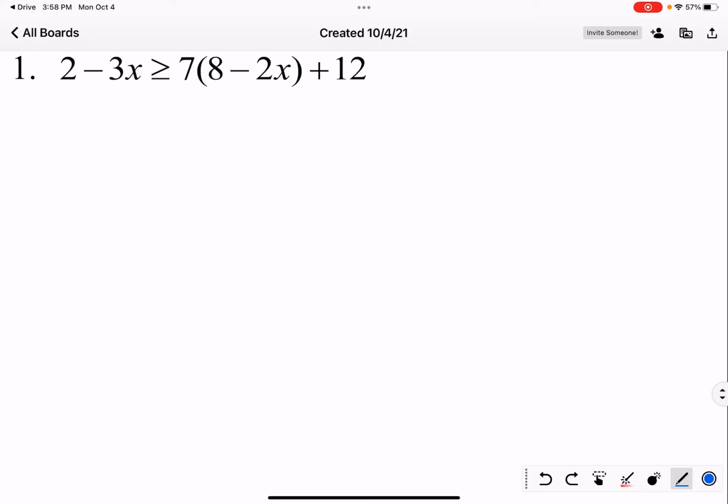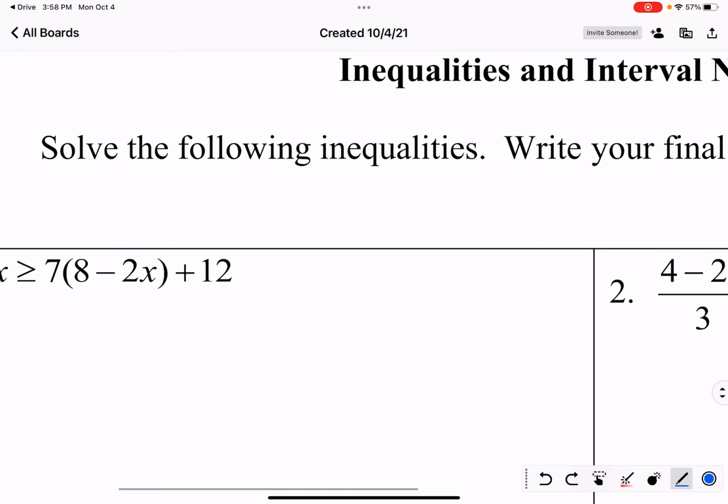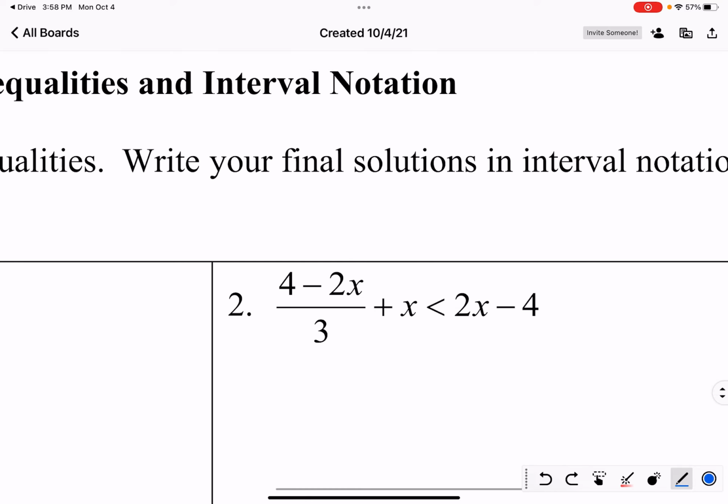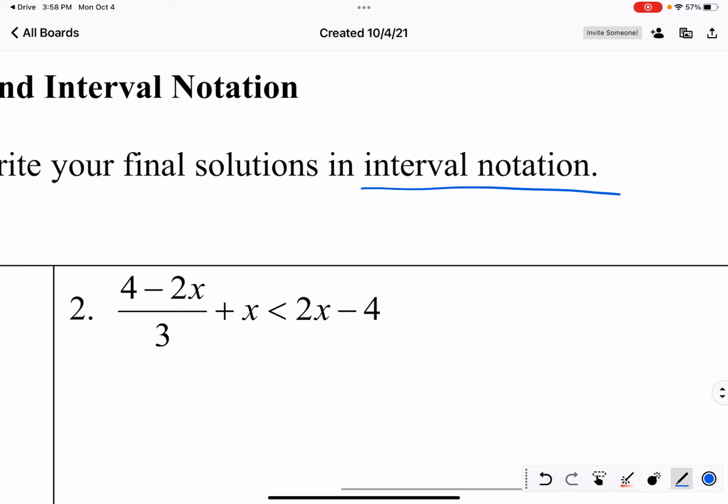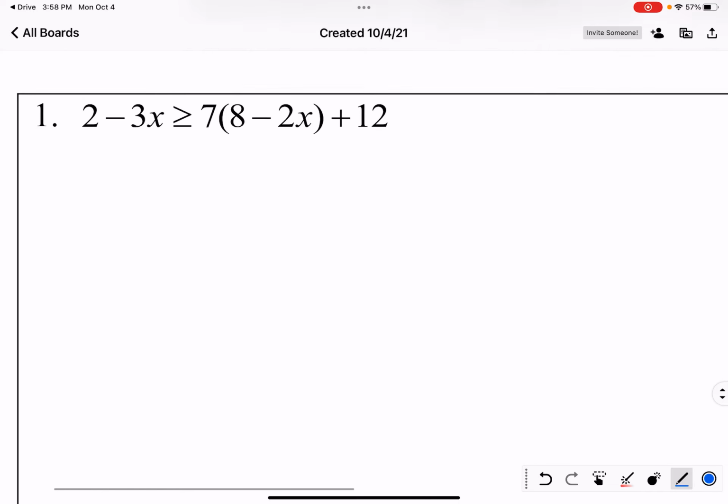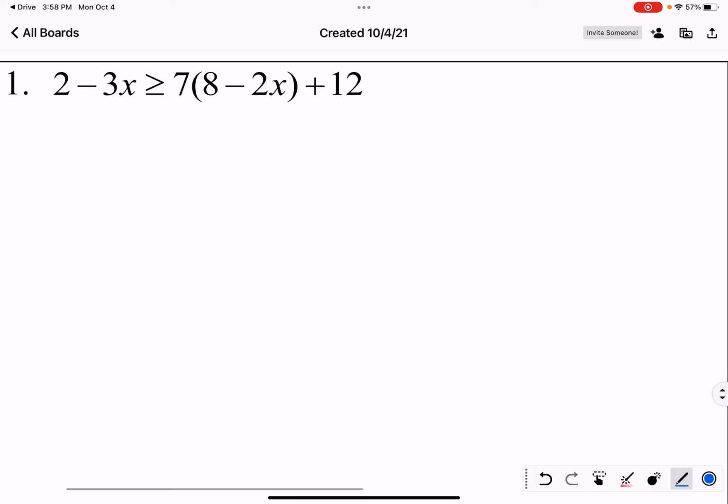All right, let's take a look at some of the homework problems for tonight. So we have to solve the following inequalities and then write the final solution in interval notation. All right, number one. So we're still going to follow the same process that we've been using in class, the DCMS: distribute, combine, move, and then solve. That's the typical order for solving equations or inequalities.